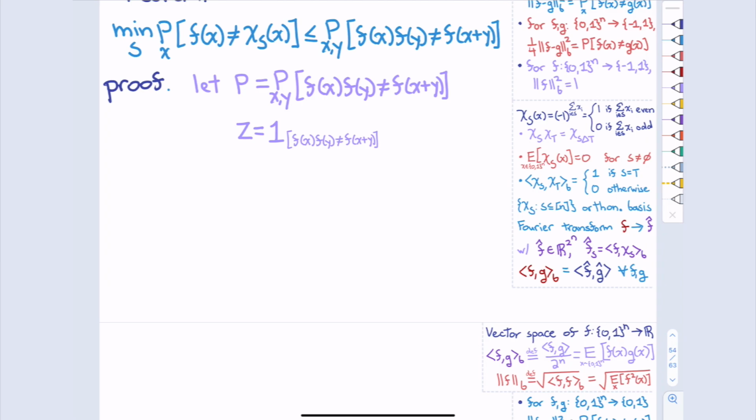Immediately a typo. Okay, for notation, I'm going to let P just denote the probability on the right-hand side, the probability of failing the test. And Z is the indicator variable for failing the test. Z is 1 if you fail, 0 otherwise.